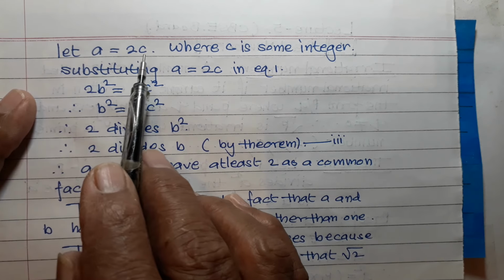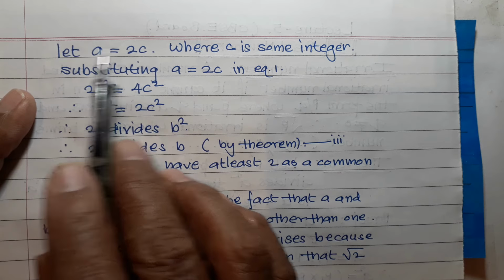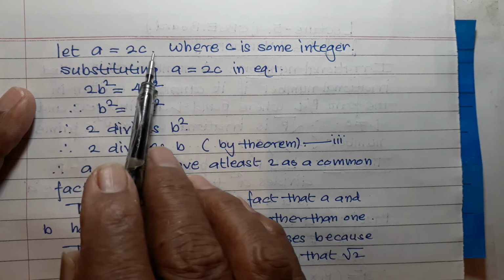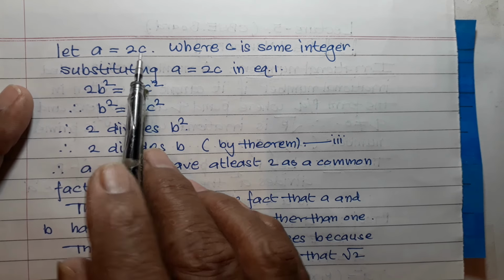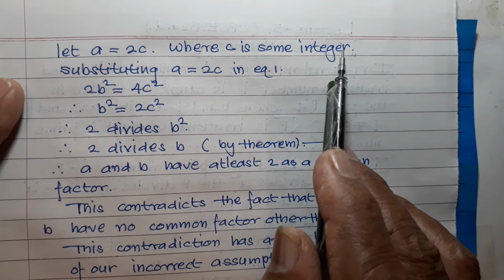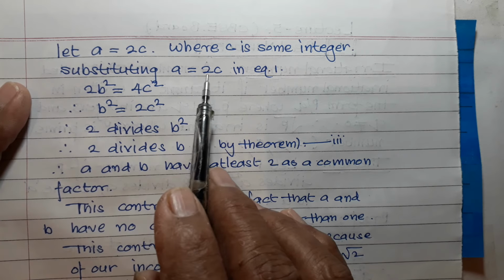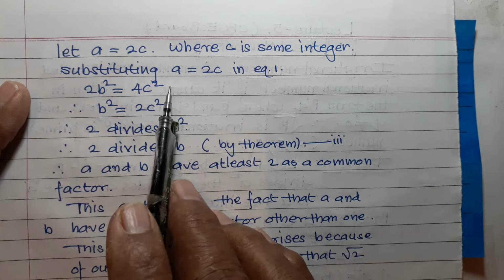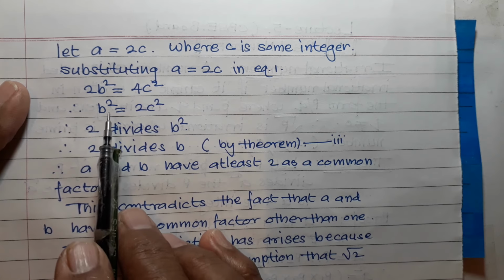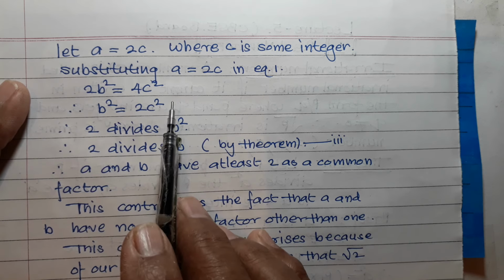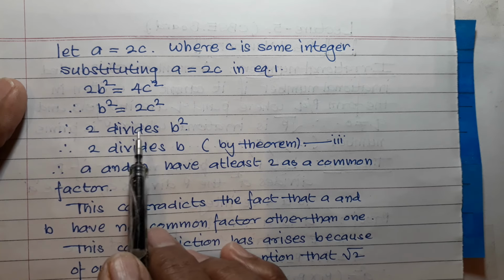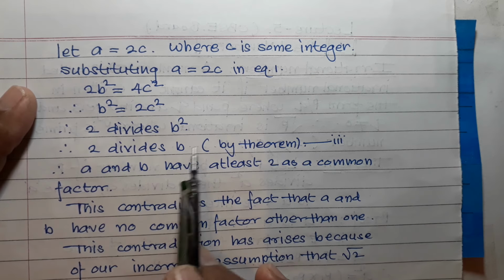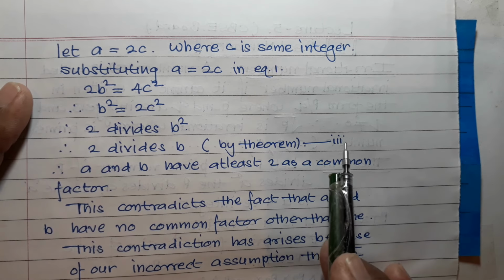Then let a be equal to 2c, because a is divisible by 2, and therefore a is of the form 2c, where c is some integer. Substituting a equal to 2c in equation number 1, 2 b square is equal to 4 c square, and therefore b square is equal to 2 c square, and now this means 2 divides b square. Now 2 divides b square, therefore 2 divides b also by the theorem. Equation number 3.